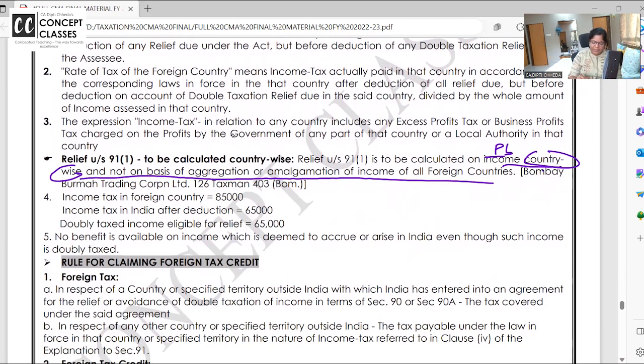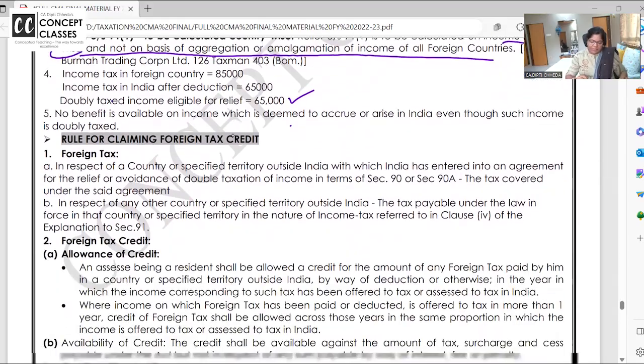Income tax in foreign countries 85,000. Income tax in India after deduction is 65. So doubly taxed income पे relief कितना होगा? 65. No benefit is available on income which is deemed to accrue or arise in India even though doubly taxed. Because relief कब मिलेगा? When that income has accrued outside India. When I am a resident, income has accrued outside India. I have paid tax in that country. And I'm paying tax in India as resident, and then they will give the relief.